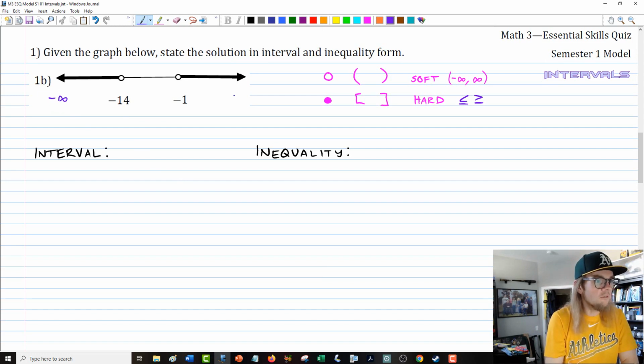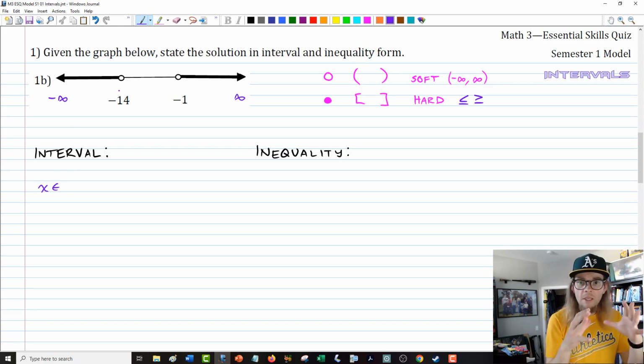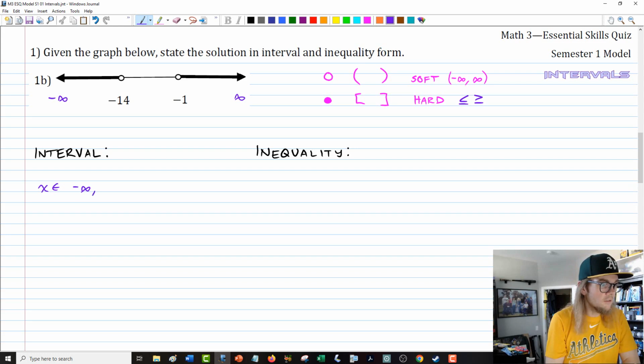We'll think of this as negative infinity, infinity to help us with the interval. In any interval notation, we'll start by saying x is a member of, and then we're going to basically describe each of these two intervals as being the numbers in between those two. So the first one will run from negative infinity to negative 14. The second one will run from negative 1 to infinity. As far as tying them together, we use the union symbol that connects the two.